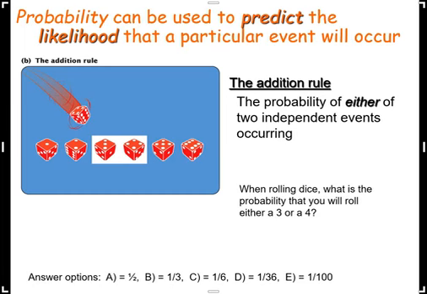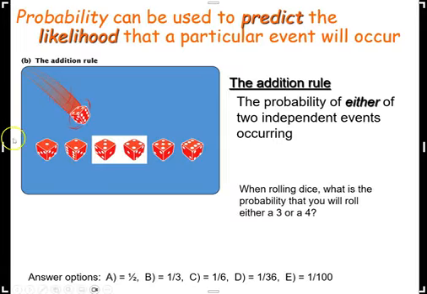So let's think about this for a second. What's the probability of rolling either a 3 or a 4 with the dice? Well, again, we can think about this separately. We have the probability of rolling a 3 is 1 out of 6. The probability of rolling a 4 is 1 out of 6. You can only roll either a 3 or a 4. You can't roll both because it's one dice, so therefore they're mutually exclusive. If you roll a 3, you didn't roll a 4, and vice versa.